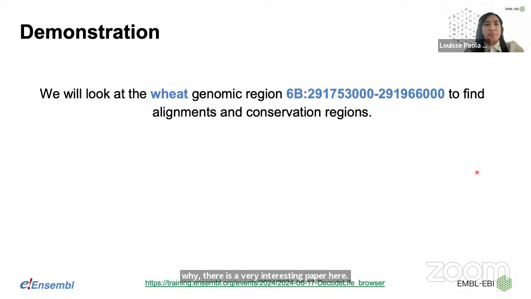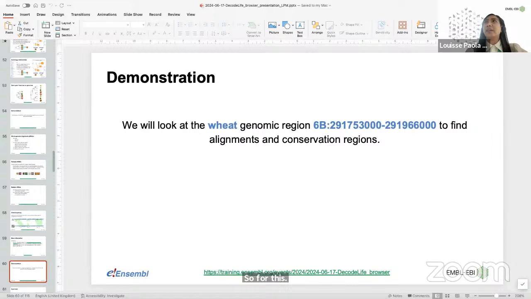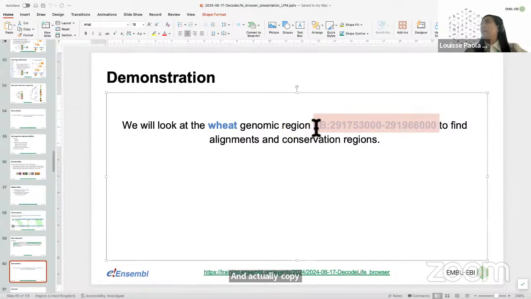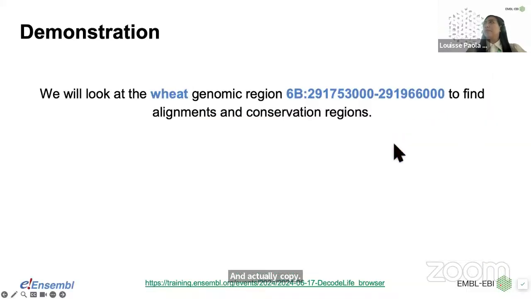All right, so let's look at this region in wheat, and we're going to go to the location tab and find alignments and find any conserved regions within the gene. For this, I might need to jump out of my presentation and actually copy the coordinates. Right. And I'm going to paste that into the chat if you would like to follow along.